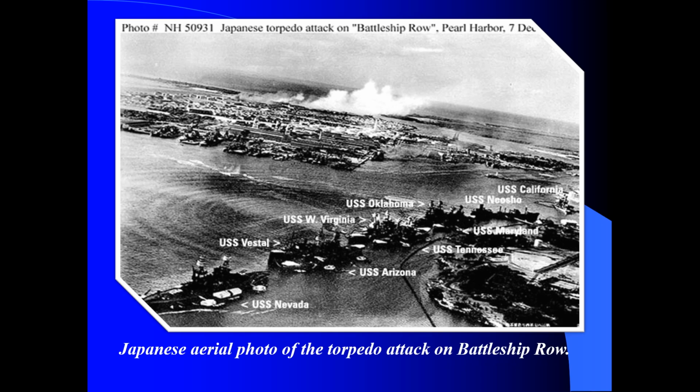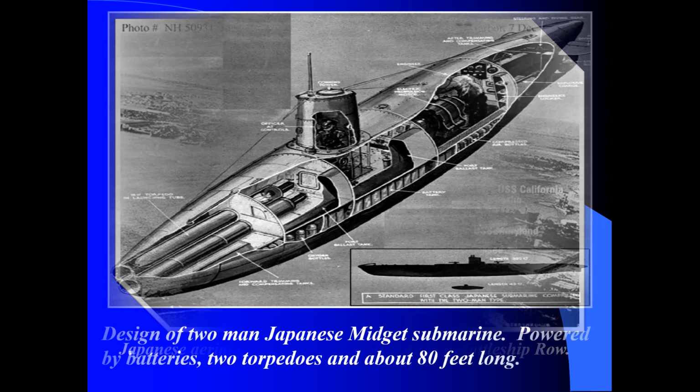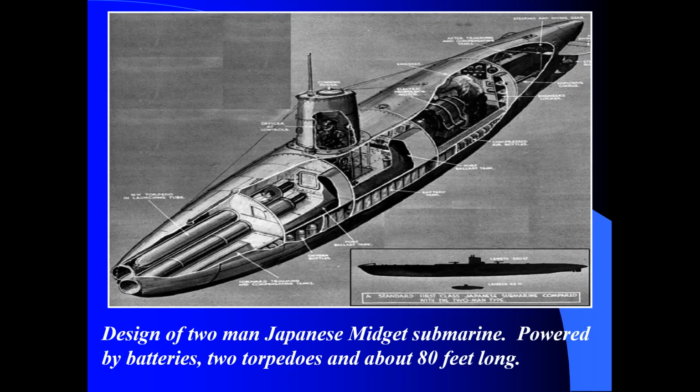This is a Japanese photo of the attack on Battleship Row. In the left center of the photo, you can see the wake of a submarine. Here we can see the diagram of the two-man Japanese midget submarine. It is powered by batteries, has two torpedoes, and is about 80 feet long.